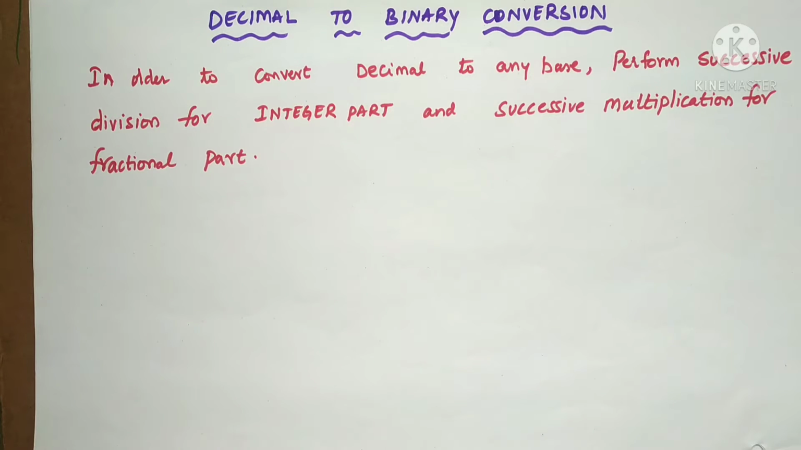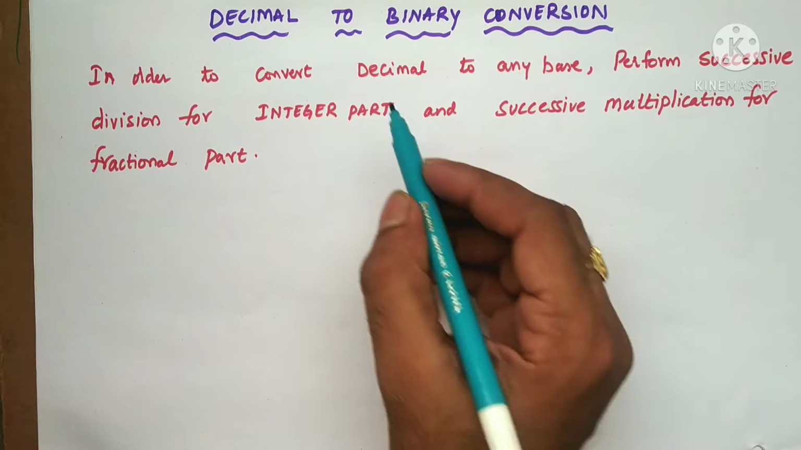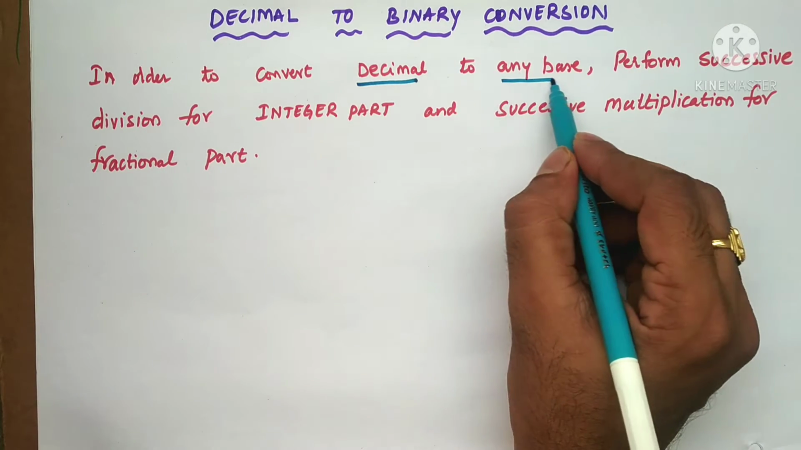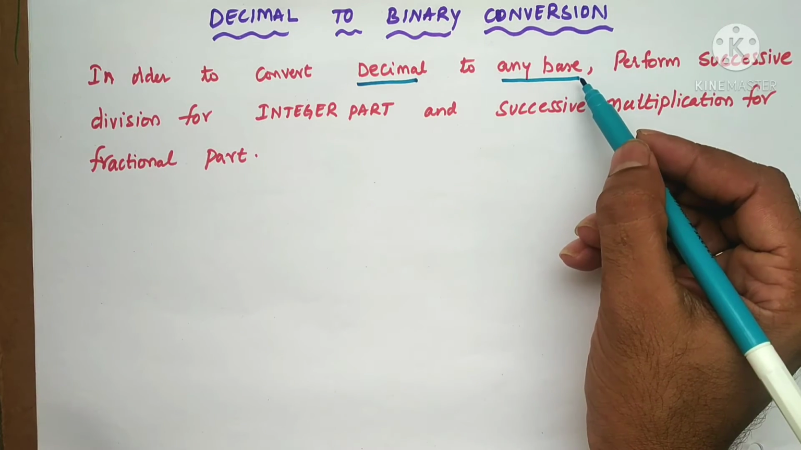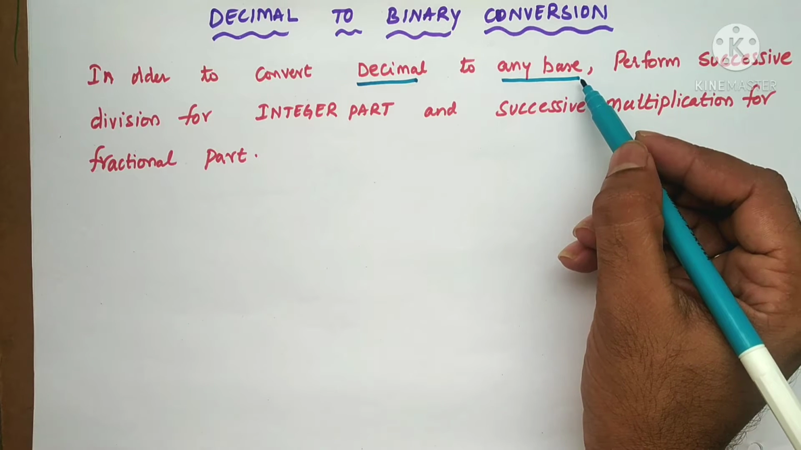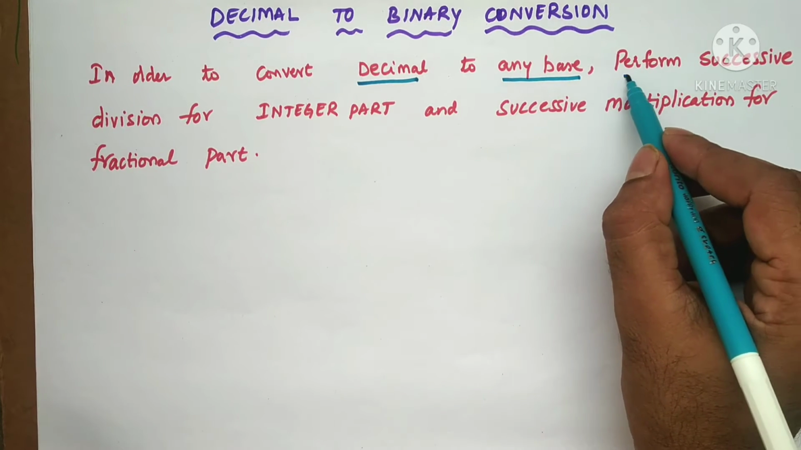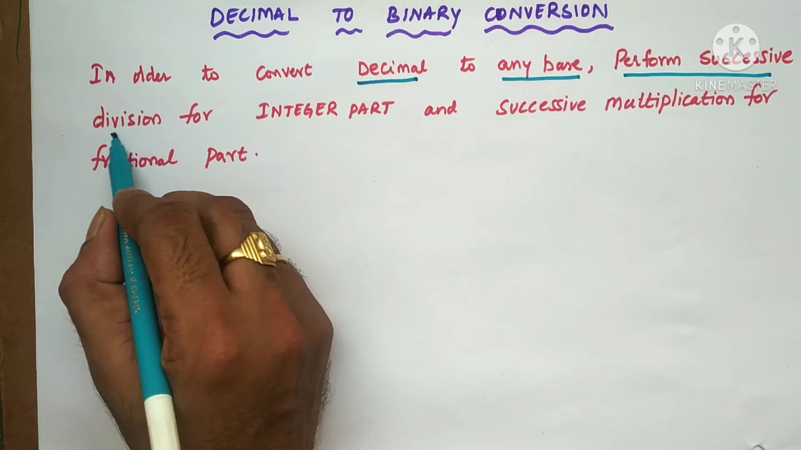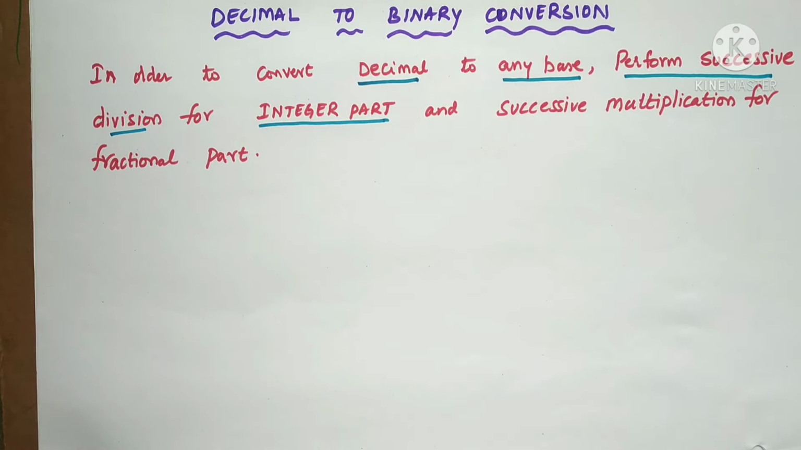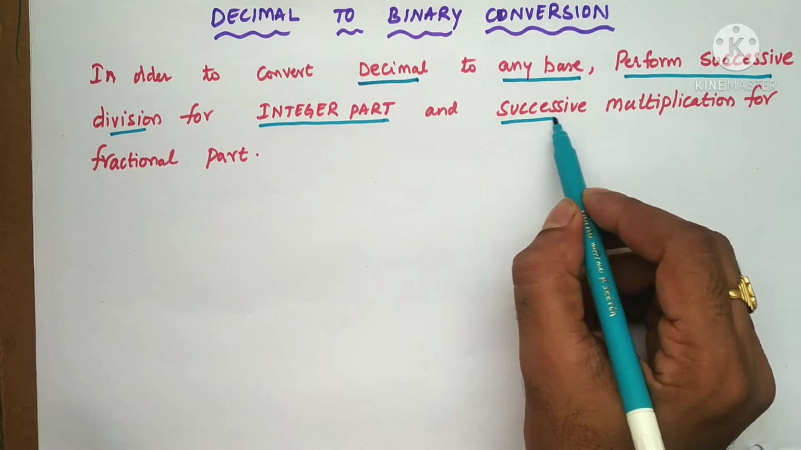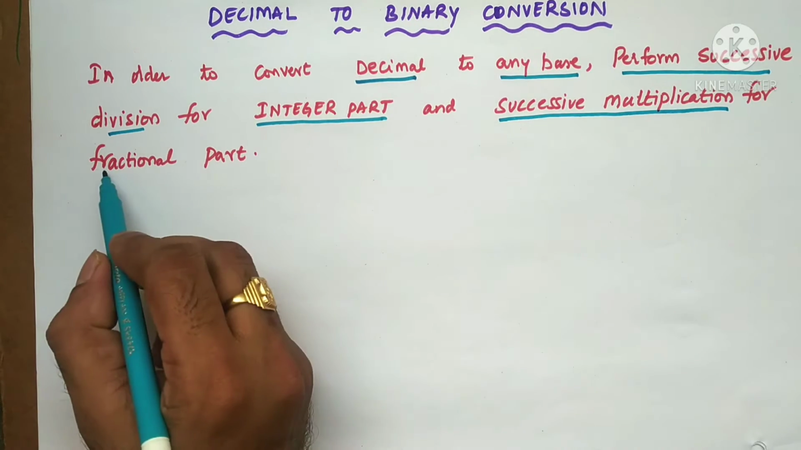Decimal to binary conversion. To convert decimal into any base, it may be binary, hexadecimal, octal or anything, perform successive division for the integer part and successive multiplication for the fractional part.